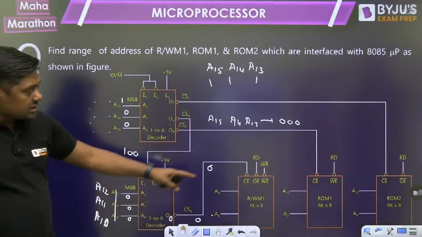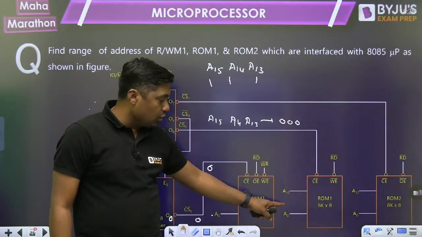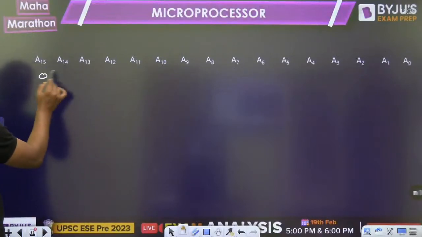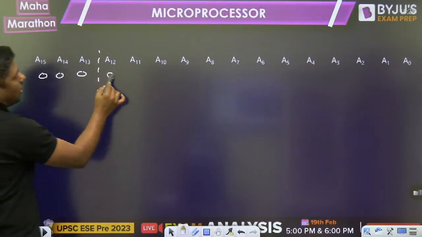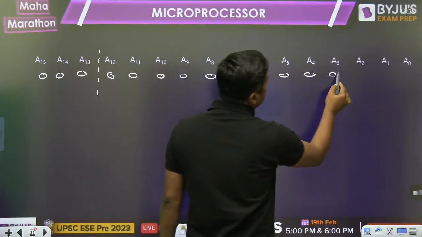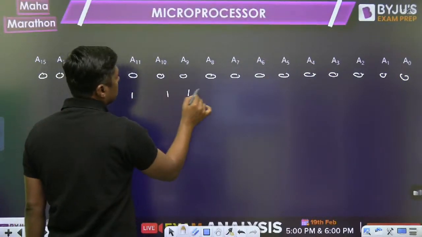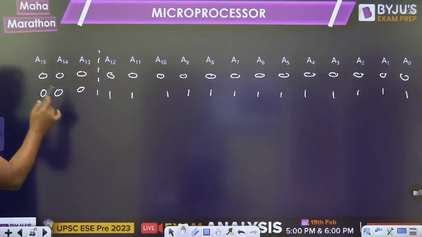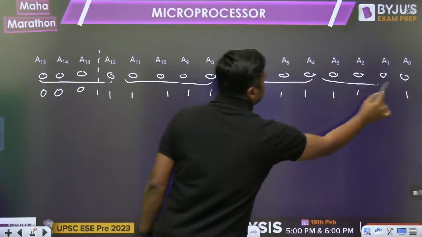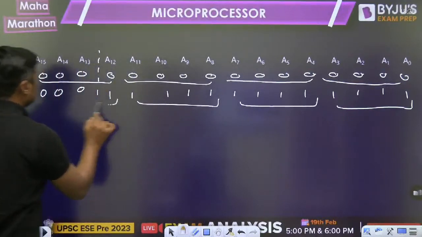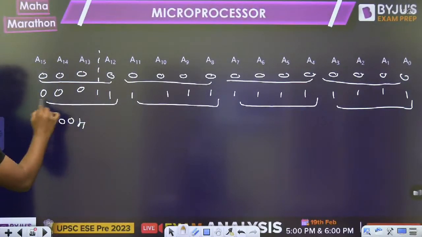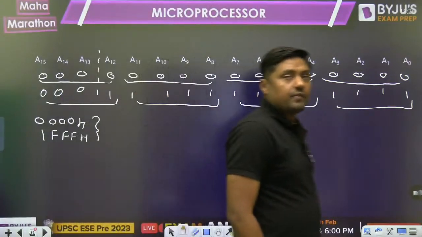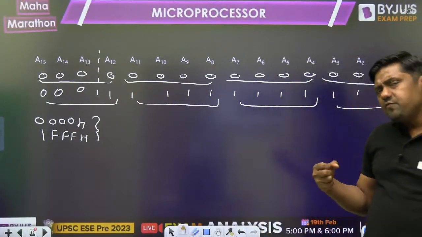Similarly, for this memory, A0 to A12 is the lower order address, and the higher order address is 000, because it is connected to O0. Very simple. Put 000 here, and all the others are the lower order address, from all 0s to all 1s. It will become 0000H to 1FFFH.